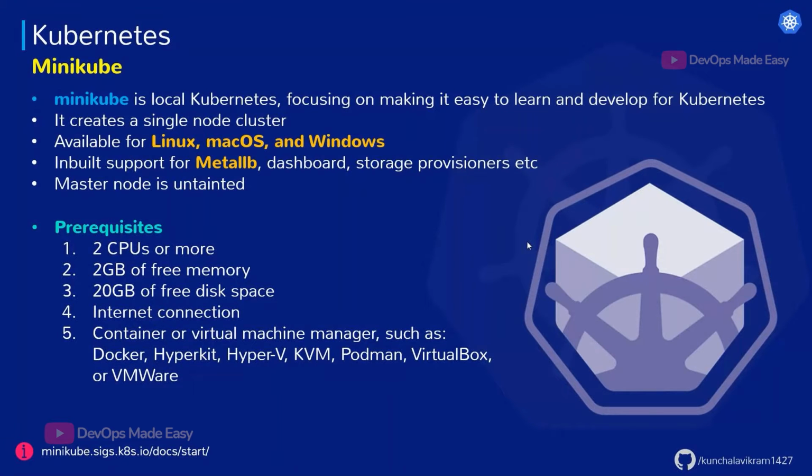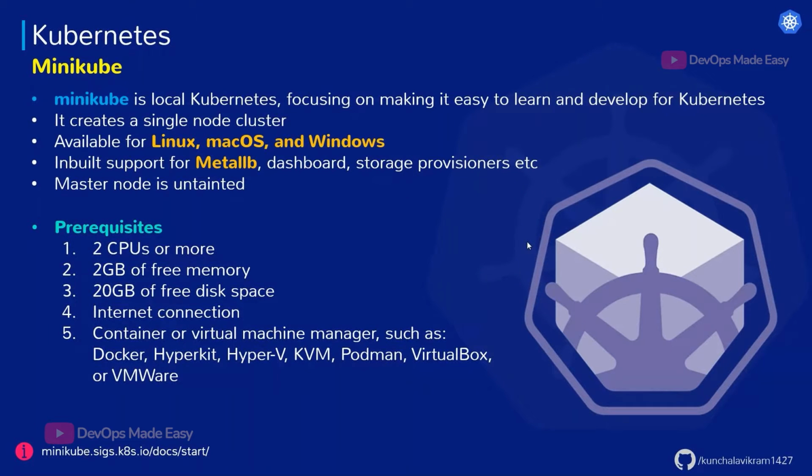Now there are certain prerequisites. At least two CPUs and 2 GB RAM are needed. In case of Windows, if you have an 8 GB or 16 GB RAM machine, that should be good. 20 GB of free disk space is the common space that will be occupied by your Minikube. Of course it will not use the complete amount, but since Minikube will create a virtual machine, that virtual machine will take 20 GB of space for all your operations.